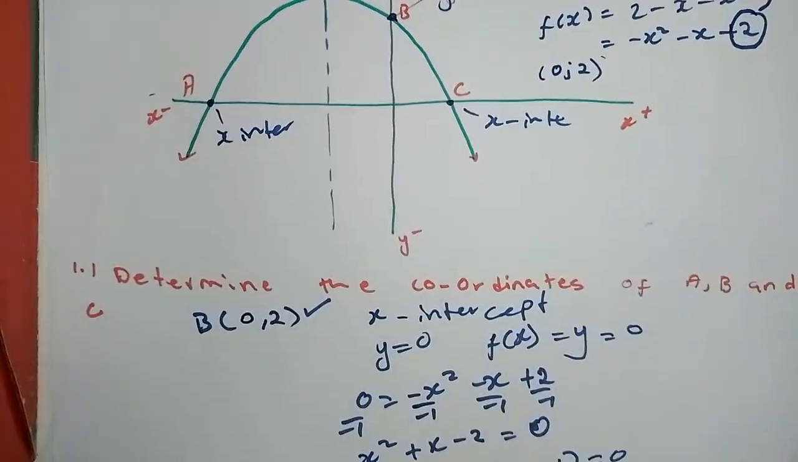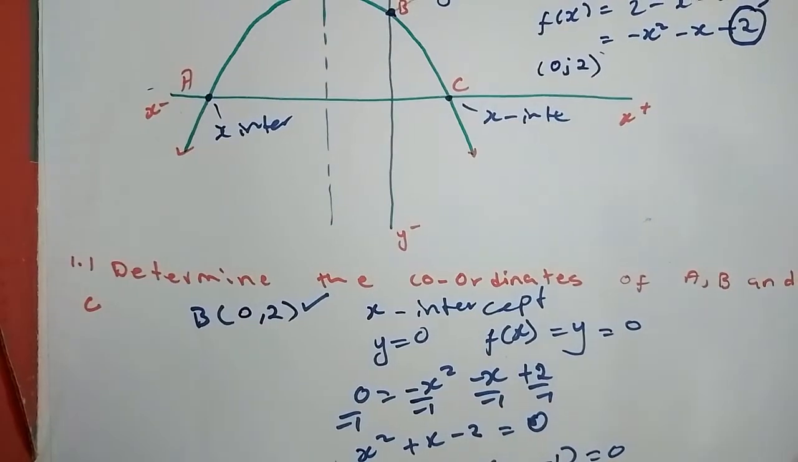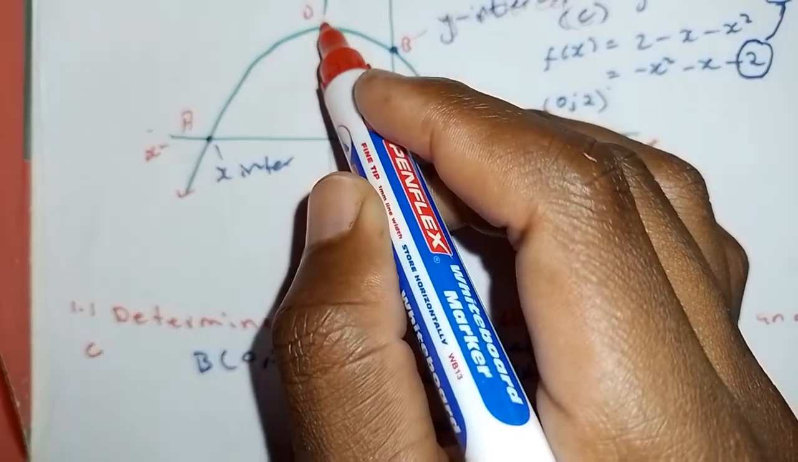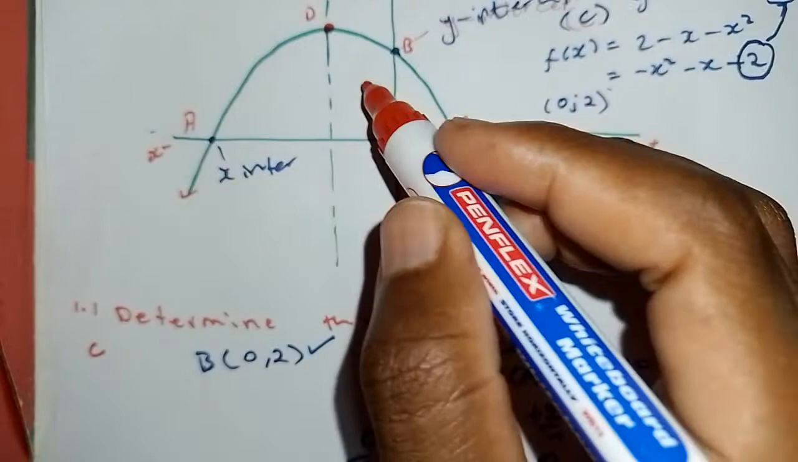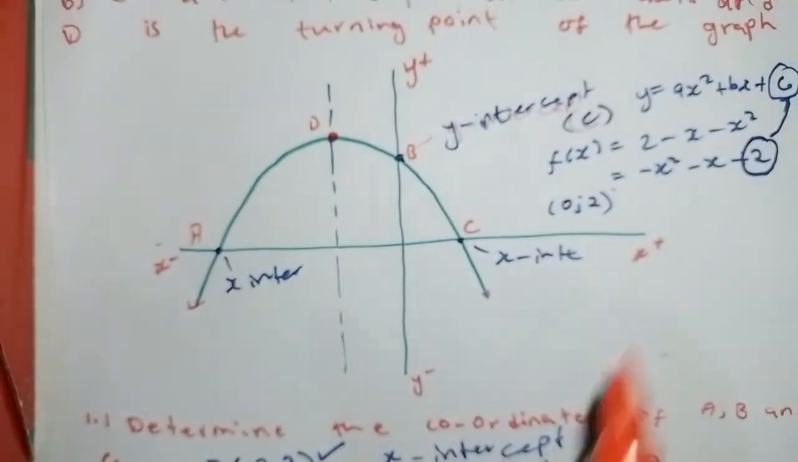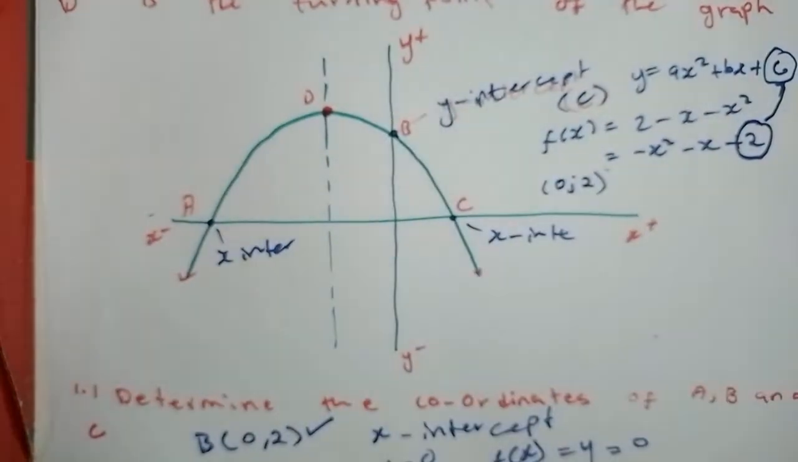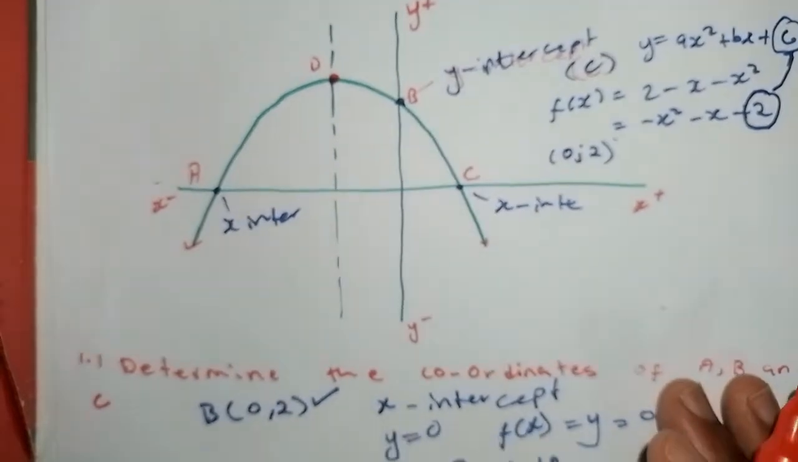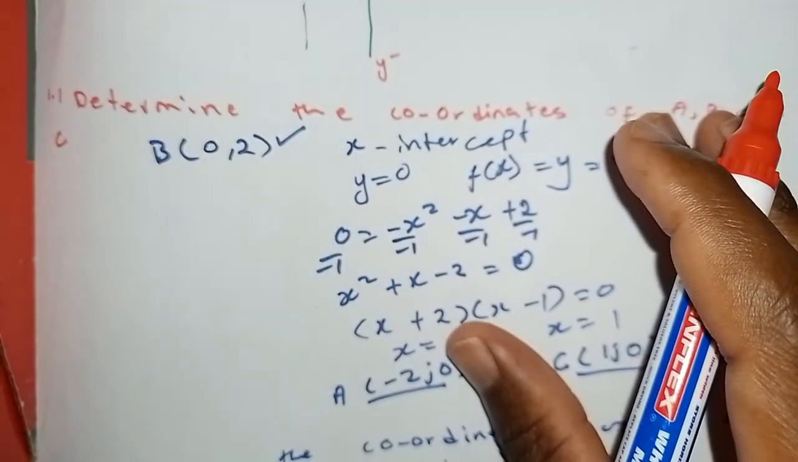I got 2.25, which is positive. It lies in the positive y-axis. It means my coordinates are correct.